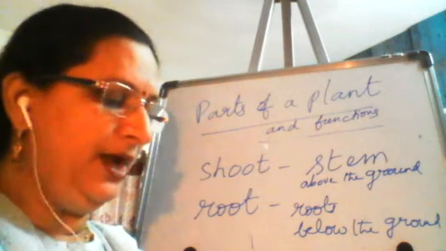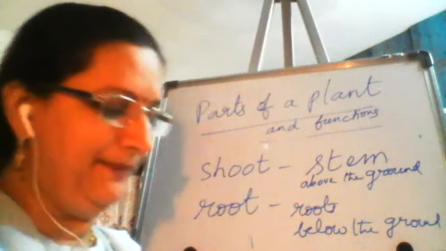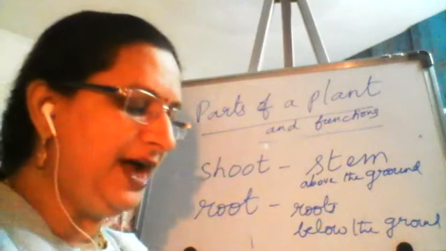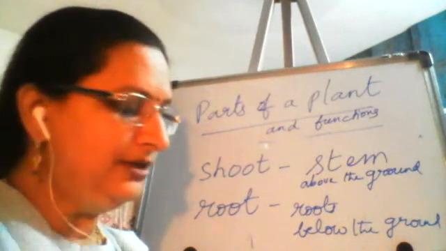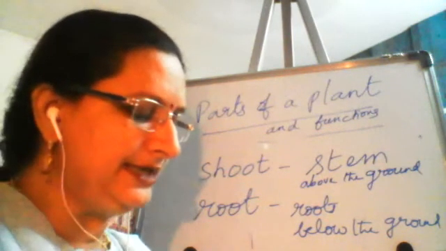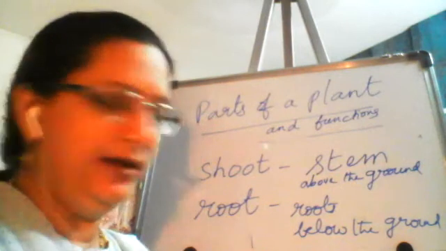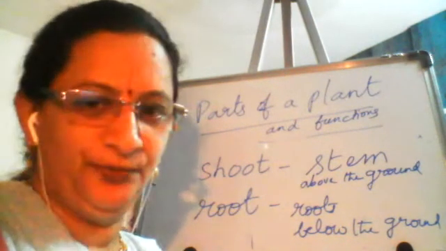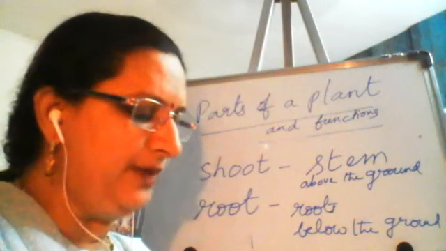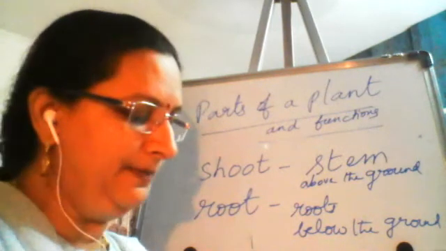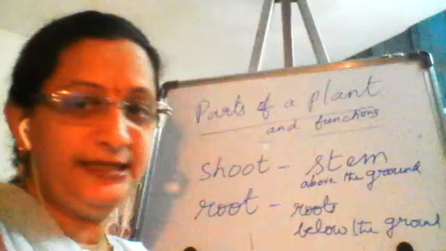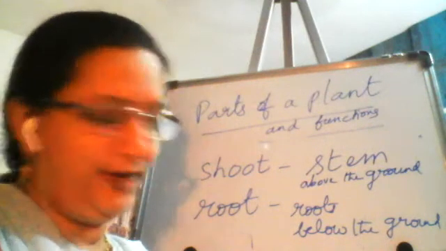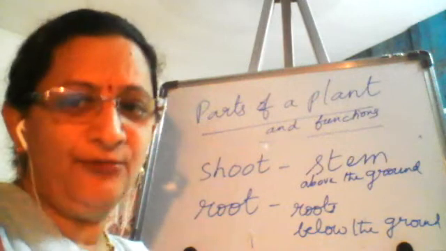The shoot of a plant has stem, branches, leaves, buds, flowers and fruits. The fruit contains seeds inside them. Each part of the plant has a special work to do. If one part of the plant does not work properly, the plant will not stay healthy. Let us now study these parts one by one and also their functions.